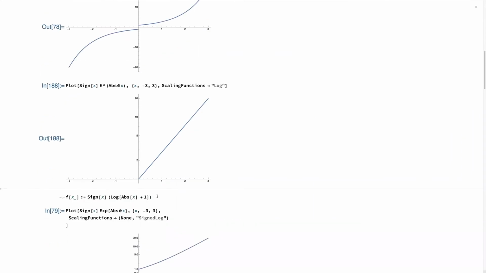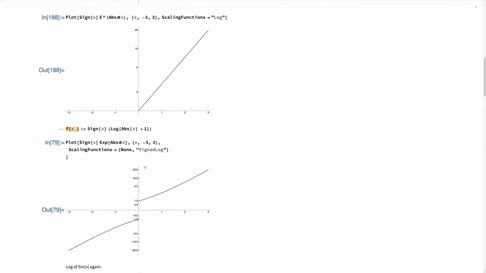And our signed log is the same thing. Instead of just log x, we added a +1 here. So there are no values between 0 and 1. Every value is shifted up. And you can see here, when I applied signed log, these two lines are not exactly straight because of the shifting. But when the values are larger, they are straight lines.